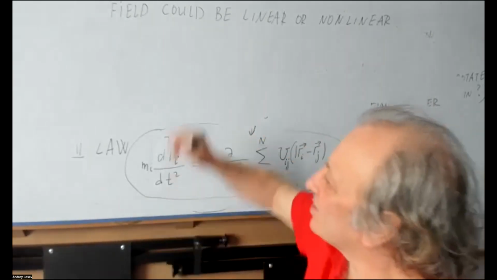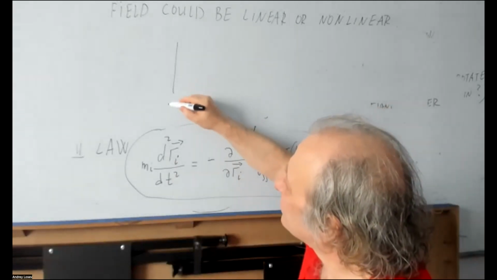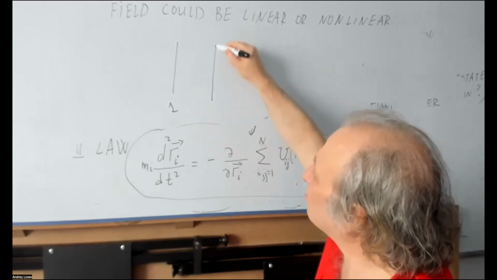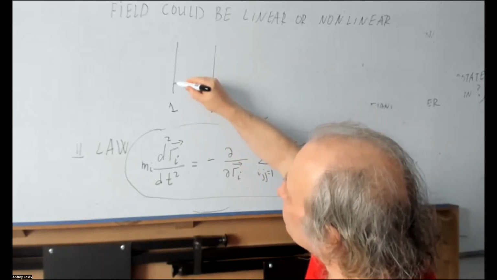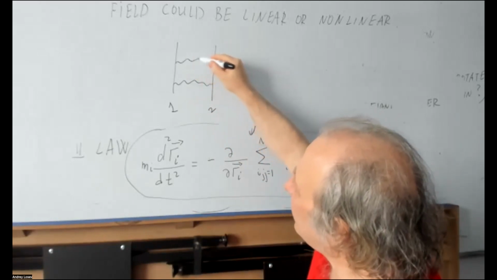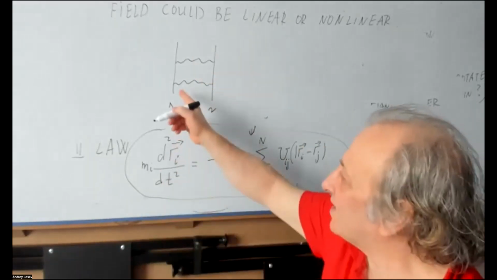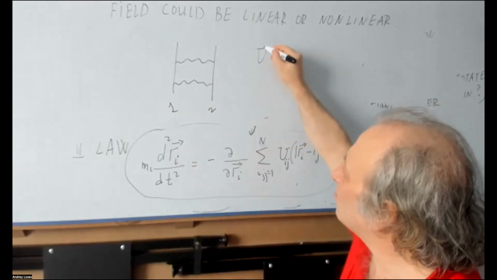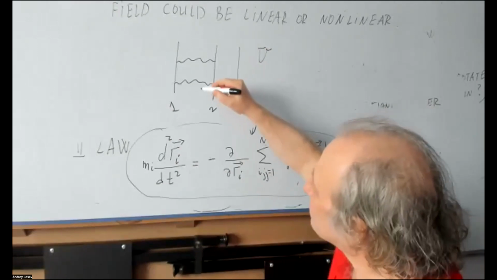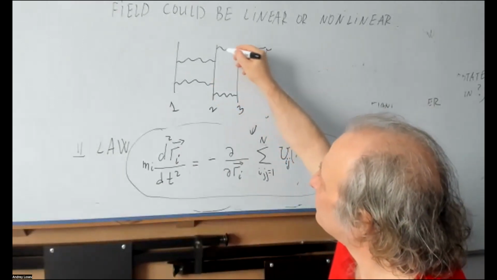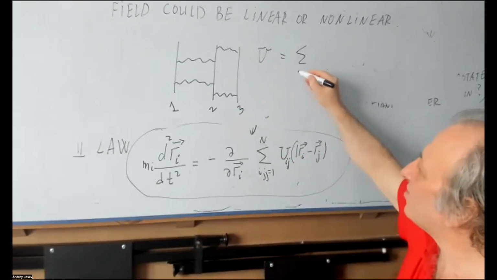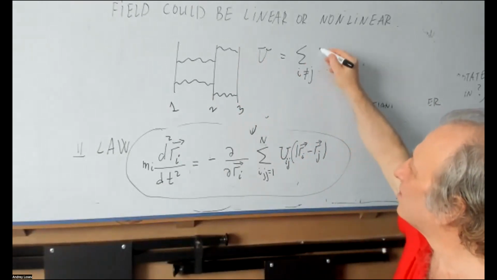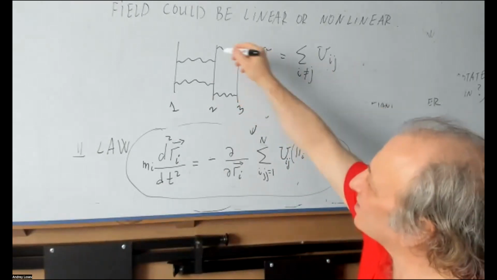So the picture was like this. Body or particle one, body or particle two, and they are exchanging fields. And if they do it this way, then U would be the sum over i not equal to j of U_ij from these exchanges.